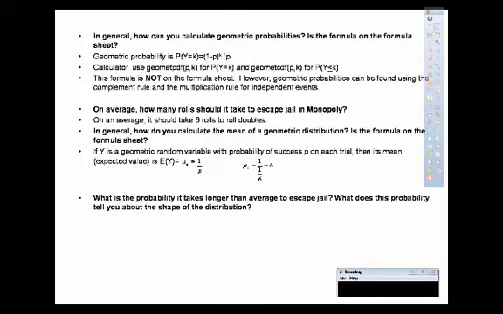And is this formula on the formula sheet? It's not on the formula sheet. I didn't write that in there, but it is not on the formula sheet.